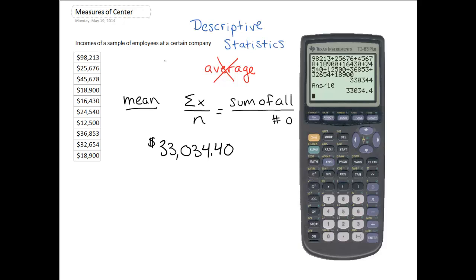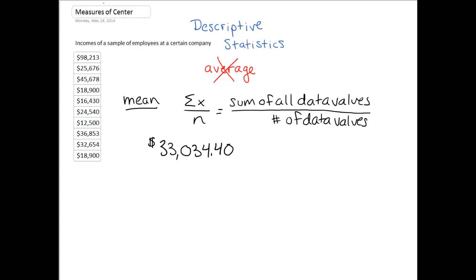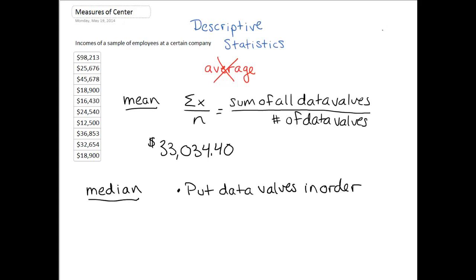So this is not the only method of computing a center value. The next type of center value we want to talk about is called the median. The median is also fairly frequently used, but it's computed in a very different way. The idea of the median is that first we're going to put the data values in order, biggest to smallest or smallest to biggest, it doesn't really matter. In this case, we can just do that by hand. If you had a very large data set, you'd probably be using Excel or a calculator or something like that.